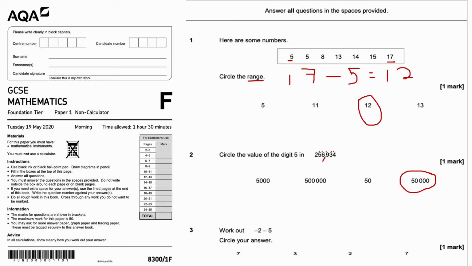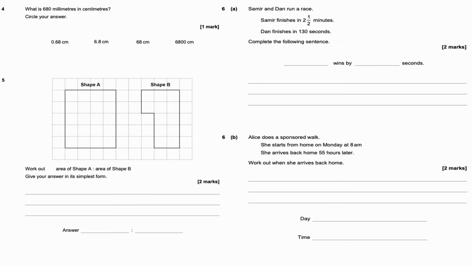This is question number 3. Work out -2 minus 5. So -2 subtract 5, so it's getting smaller. The answer we get is -7, so I'm going to circle -7. You start at -2 and then you're going 5 units to the left if you draw a number line, so -7.